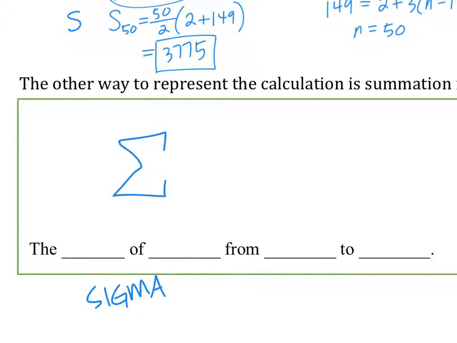So that means add up all the numbers. Add up all the numbers of what? They will always tell you what the function is, and that is going to be the explicit formula. They will tell you what term number to start on. This is the starting term. And then they will also give you a number on the top. That is the ending term.